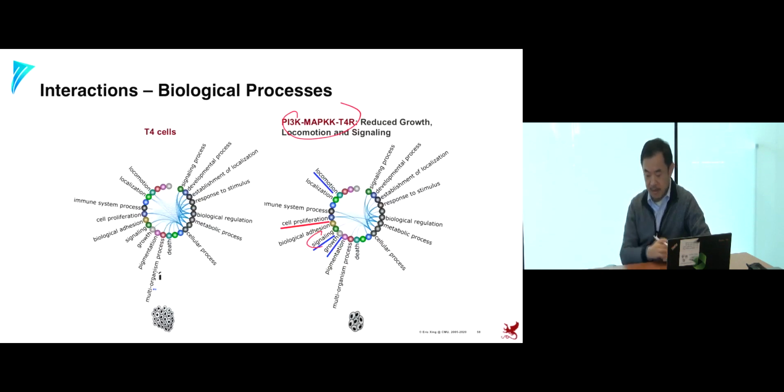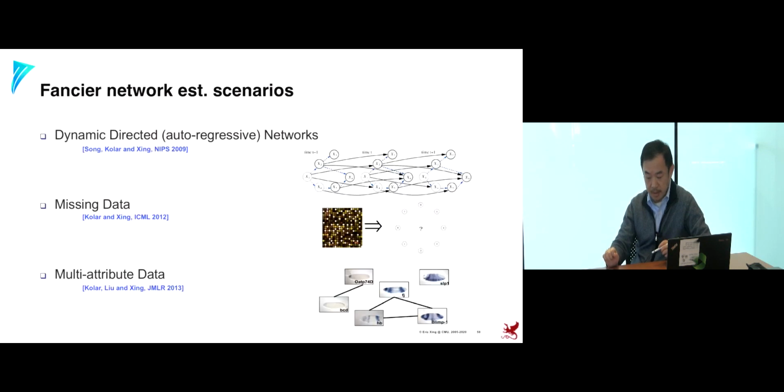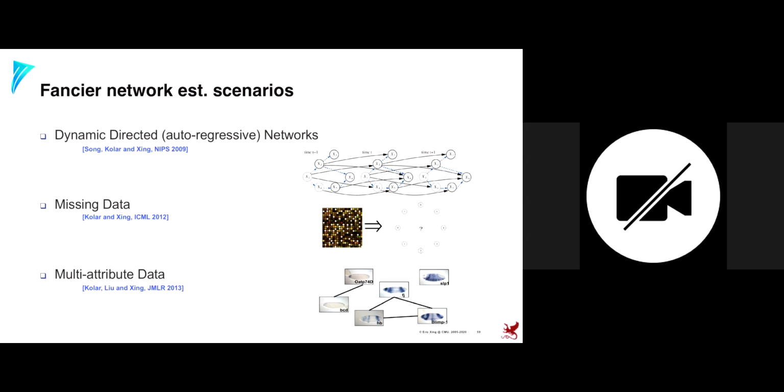So this is an application which has been published and adopted in different studies to leverage graphical models' ability to estimate time-evolving network structures to determine cellular functions. And we also have follow-up work to estimate fancier networks and more complex scenarios, such as directed graphs over time evolution networks. Or if you have missing data, how do you estimate network structure? And as I mentioned earlier, if you have multi-attribute data, let's say every node is a picture, how do you estimate their network? There are various different algorithms for that.